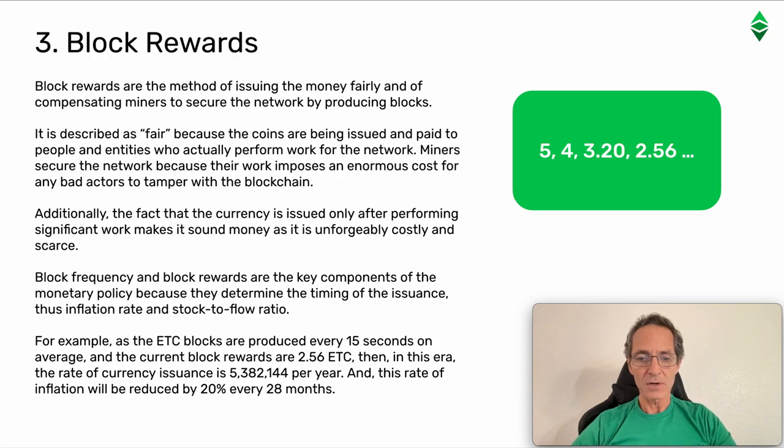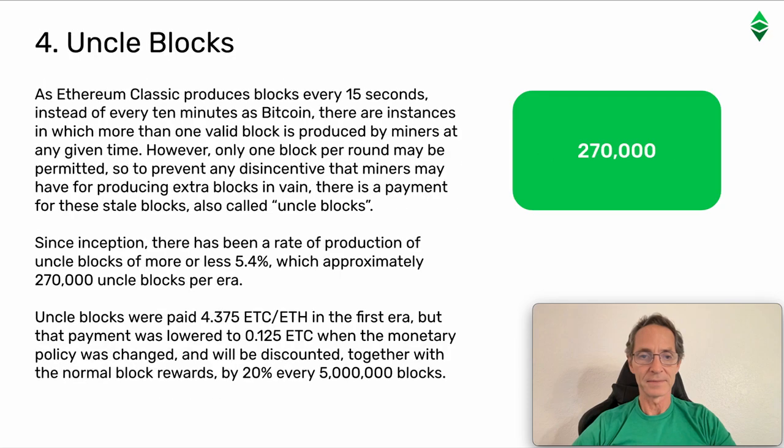Block frequency and block rewards are the key components of the monetary policy because they determine the timing of the issuance, thus inflation rate and stock to flow ratio. For example, as the ETC blocks are produced every 15 seconds on average, and the current block rewards are 2.56 ETC, then in this era, the rate of currency issuance is 5,382,144 coins per year. And this rate of inflation will be reduced by 20% every 28 months.